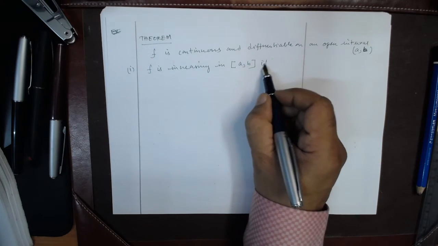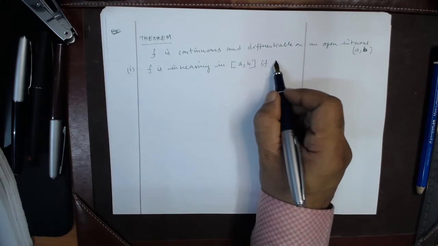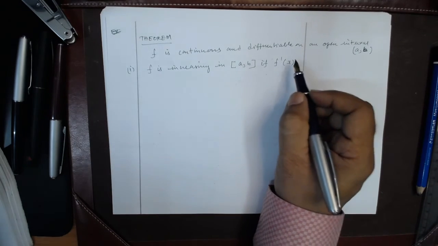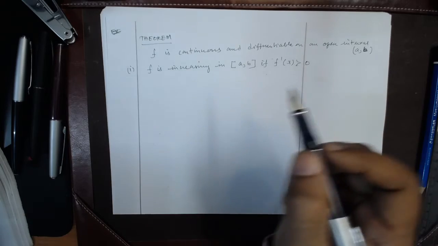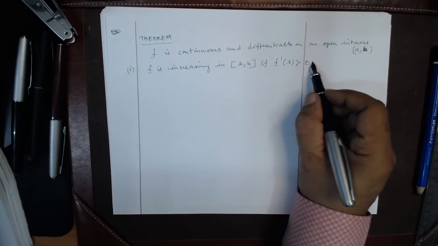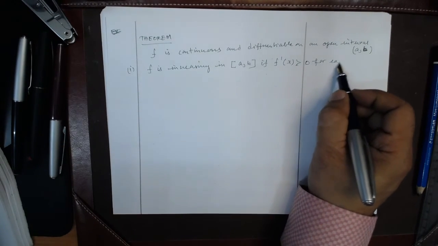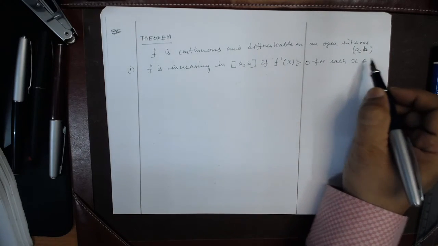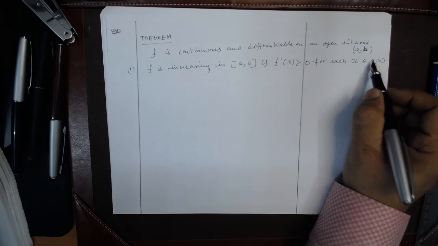if the differentiation of f of x is positive, that is greater than 0, for each x belongs to (a, b), the open interval.